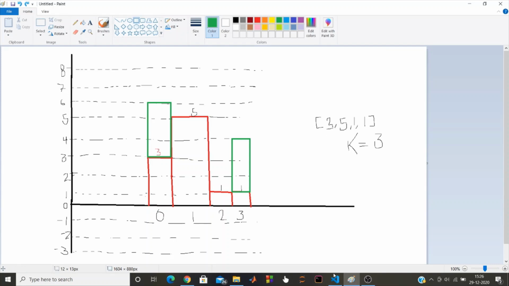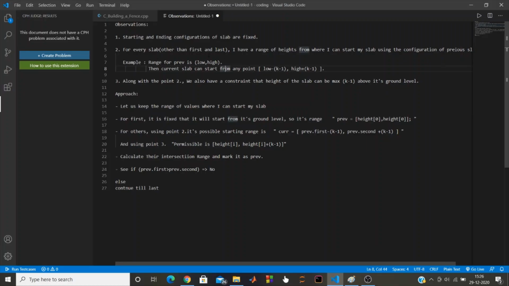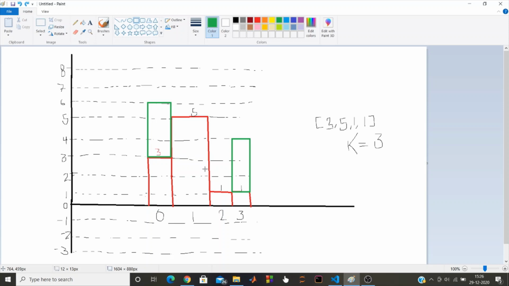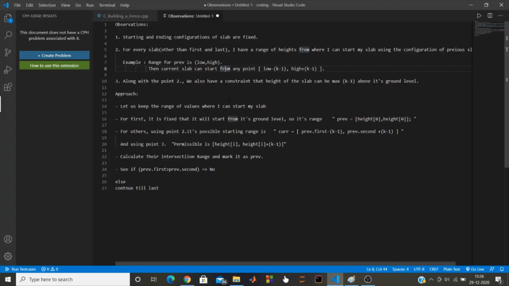Now let us look at the third observation. Along with point 2, I have another constraint, that the height of the slab can be maximum k minus 1 above its ground level. By which I mean, if I have to put a slab here, since k equals 3, the maximum my range can go is up to here. I cannot start my slab from here, right? This is wrong because the range is this. So there are two constraints. Now using these two constraints, we have to build a solution. So let us see how we can solve this problem.